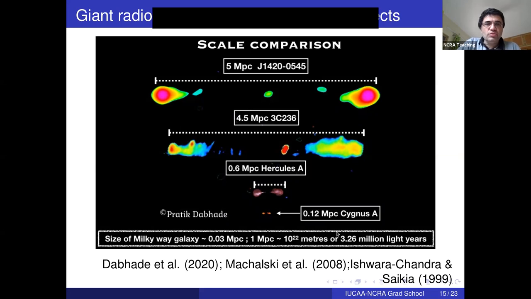So I had earlier showed you, as a classic example of a radio galaxy, the Cygnus A galaxy, which is shown here for scale. And here the separation between lobes is 0.12 megaparsec. But we have now discovered, in this paper by Machalski et al. 2008, radio lobes separated by as much as 5 megaparsecs. So for context, the diameter of the Milky Way is 30 kiloparsecs, right? So 30 megaparsec would be 1,000 times, and this would be 1/6 of that. So it is 160 times the diameter of the Milky Way.